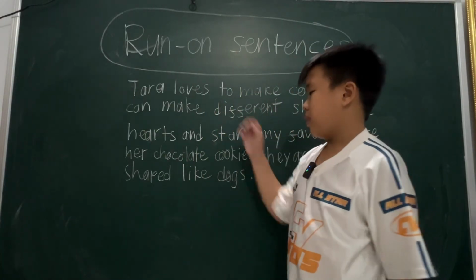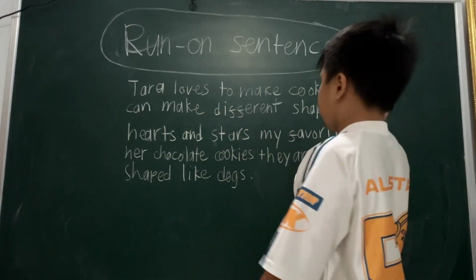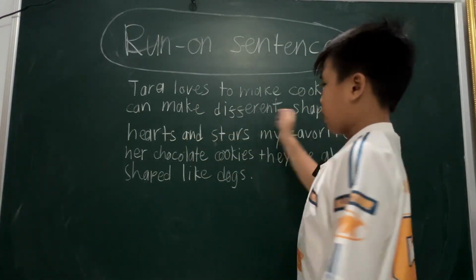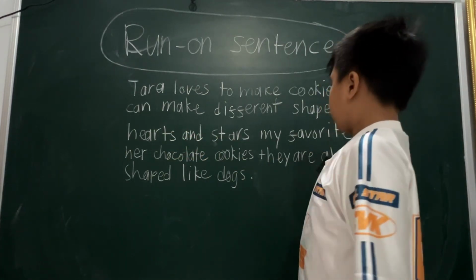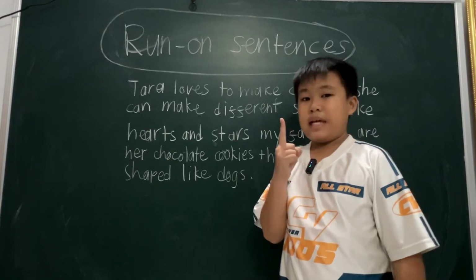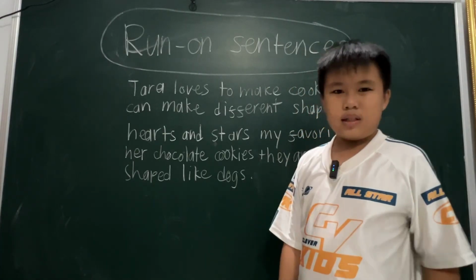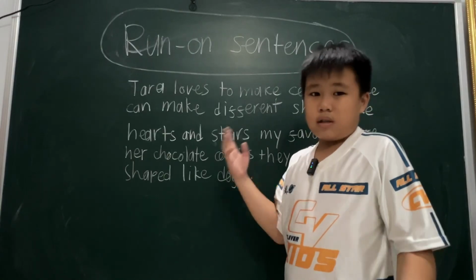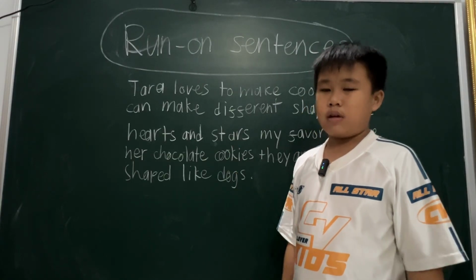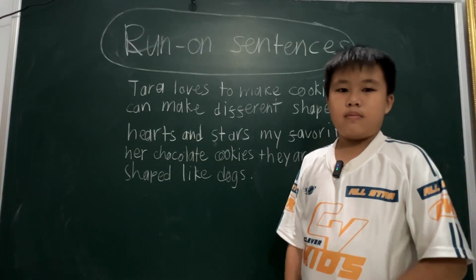Well, let's look at this sentence. Let's just read this. Tara loves to make cookies. She can make different shapes, like hearts and stars. My favorite are her chocolate cookies. They are always shaped like dogs. That doesn't make sense. This is not very good when you are doing a test. You need to add a comma or that dot thing.